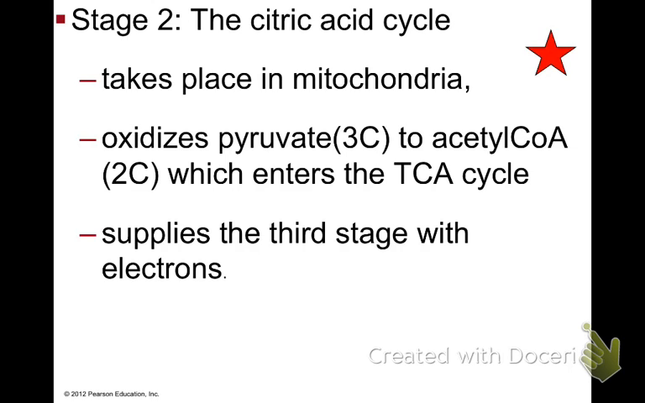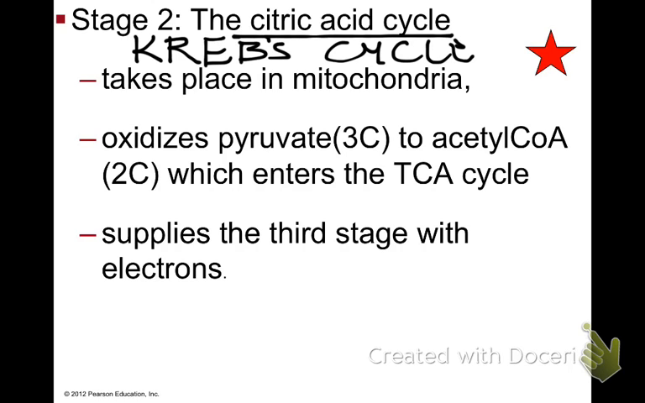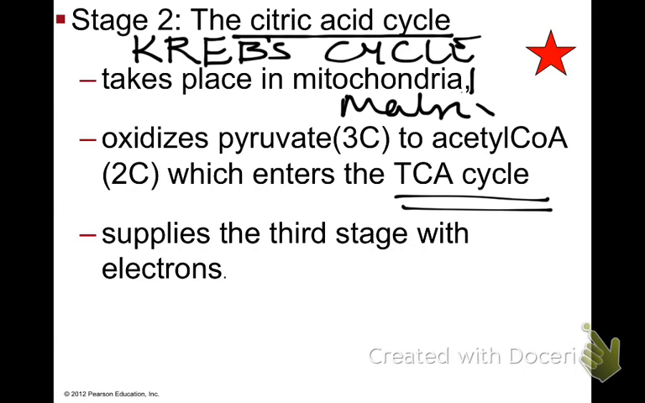Now, this citric acid cycle that I'm talking to you about is a very significant cycle, and it has other names also. One, it is called citric acid cycle. It is called Krebs cycle. It is also called TCA cycle. So it takes place in the mitochondrial matrix. It oxidizes the pyruvate into acetyl coenzyme A, which is a 2 carbon. This enters the TCA cycle. It applies the 3rd stage with electrons.